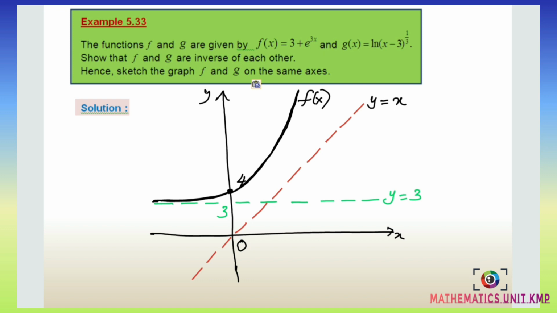Next, how to sketch the graph g? We reflect at y equal to x. When f(x) has a horizontal asymptote, g(x) has a vertical asymptote, x equal to 3. And intercept on the x-axis at 4.